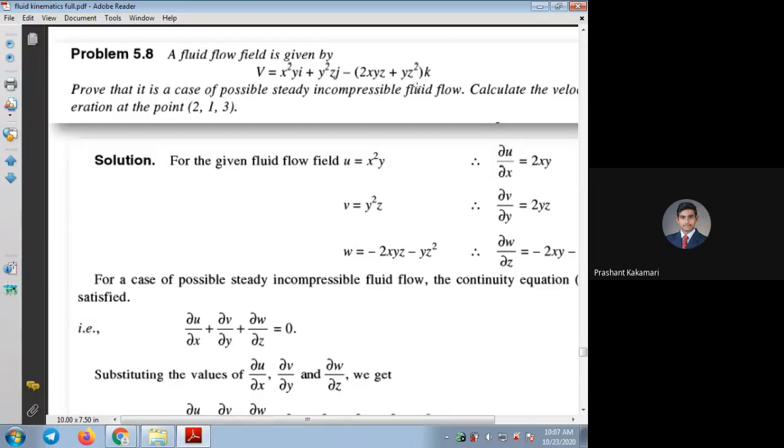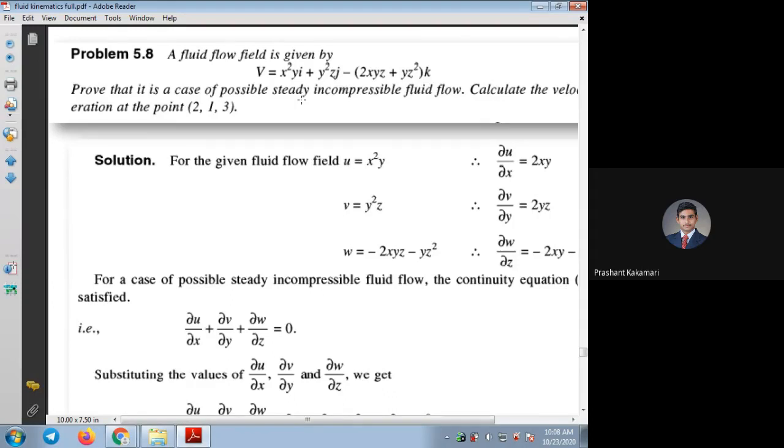So i, j, k are the directions of the given flow in the x, y, z directions, and the magnitudes given are in algebraic form, that is x square y in the x direction, y square z in the y direction, 2xyz plus yz square in the z direction, or the third direction. They have given this velocity in vector form. Prove that it is a case of possible steady incompressible fluid flow.